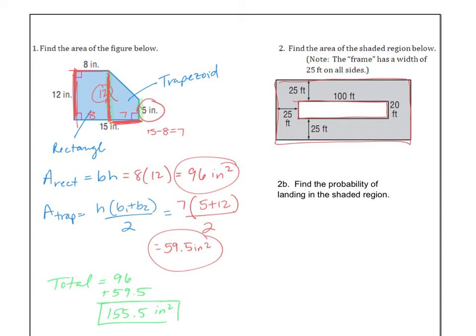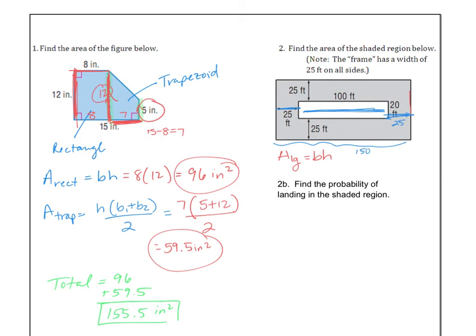So let's find the area of the large rectangle. And remember, rectangles are base times height. So we need the base all the way across the rectangle. And it said the width is going to be the same on both sides, so I think this is also going to be 25. So this part is 25, this part is 100, and this part is 25. So that whole distance across there is going to be 150.